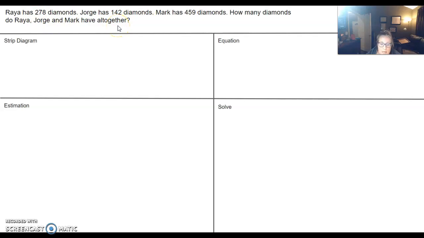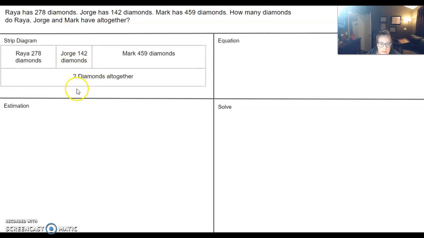So for my strip diagram, I could do it a couple of different ways. Since this is technically a two-step problem, I could have 2 strip diagrams. But I could also just have one, and it could have multiple parts. Either way works, so it just depends on which way you want to do it. I'm going to have one strip diagram, but it's going to have multiple parts. So if I do that, it's going to look something like this. So I know Raya has 278 diamonds, Jorge has 142 diamonds, Mark has 459 diamonds, and I'm trying to figure out how many diamonds they have all together.